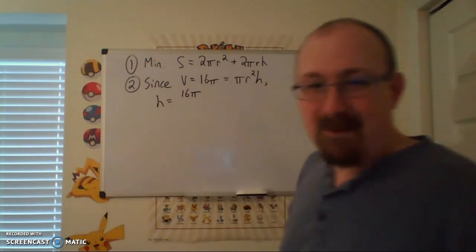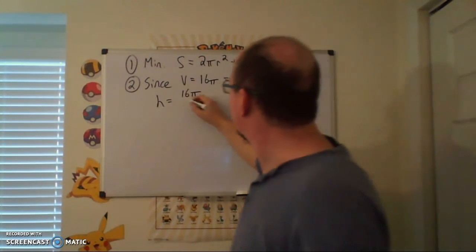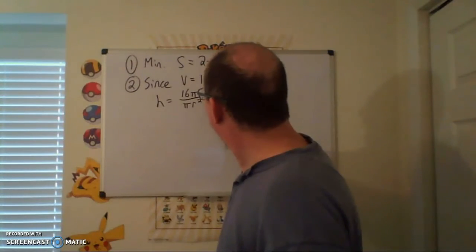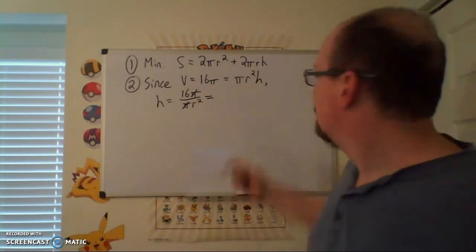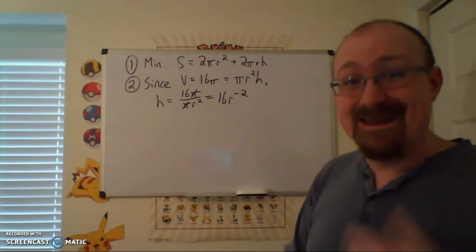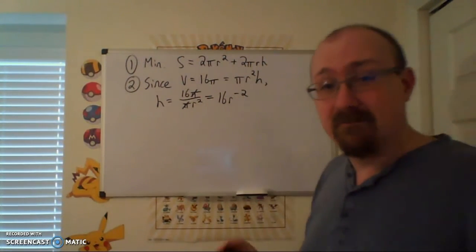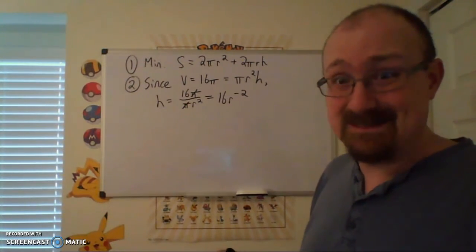So, to get h by itself, we divide both sides of our equation by this pi r squared. Shock and dismay, the pi's cancel, and that leaves us with 16r to the negative second. Like I said, I'm going to convert this into a negative exponent because it makes the calculus easier when we get to step 3.